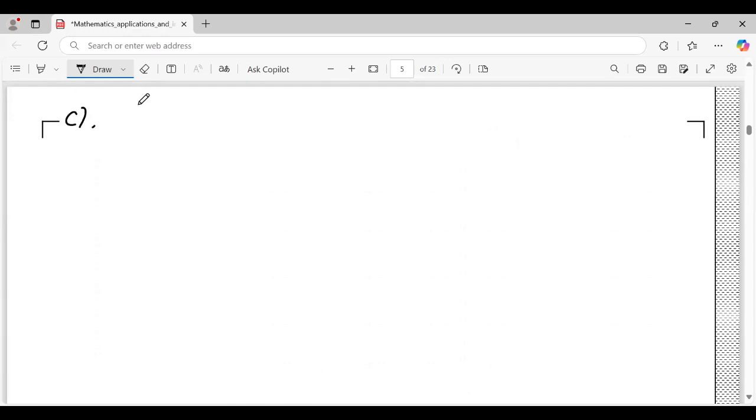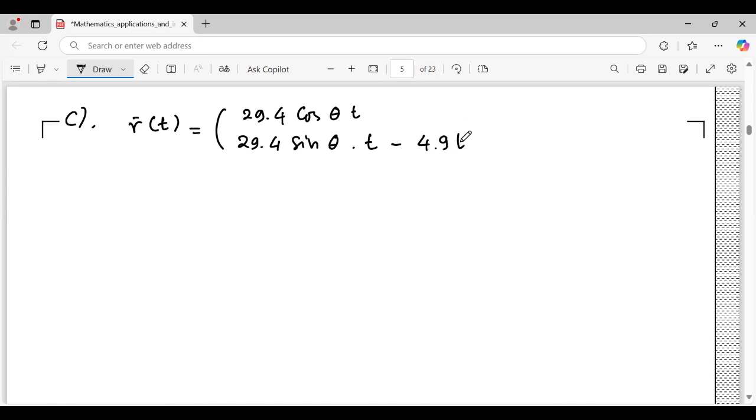Part C. The displacement of the T-shirt is given as this displacement vector: 29.4 cosine theta times t, and 29.4 sine theta times t minus 4.9 t squared.